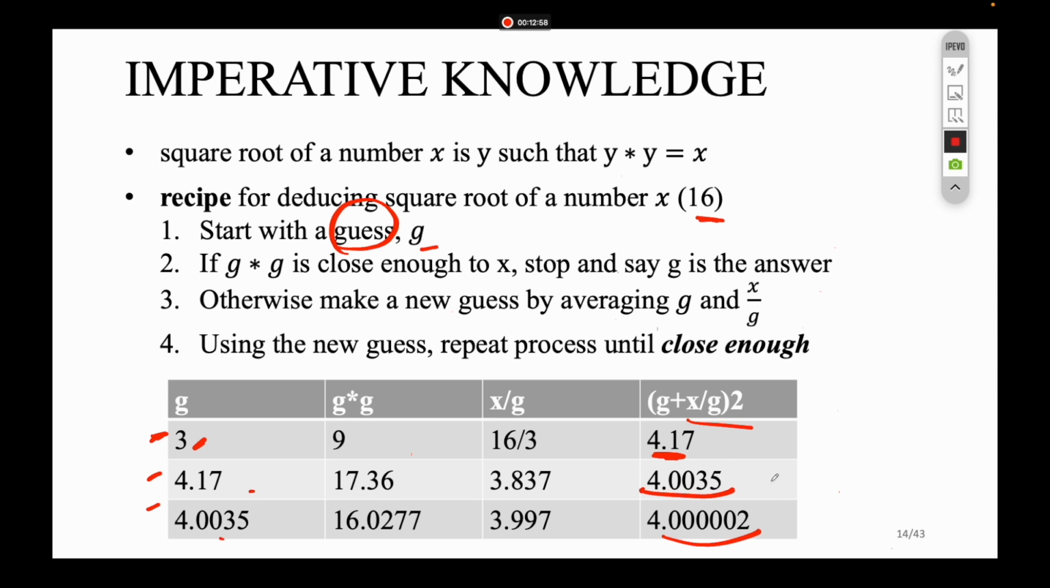Okay, but this one is still not clear enough for a computer because we say "close enough". So what does "close enough" mean? It's quite complicated for a computer to understand. So you need to define what "close enough" means. It's very simple. You can define it using a formula.